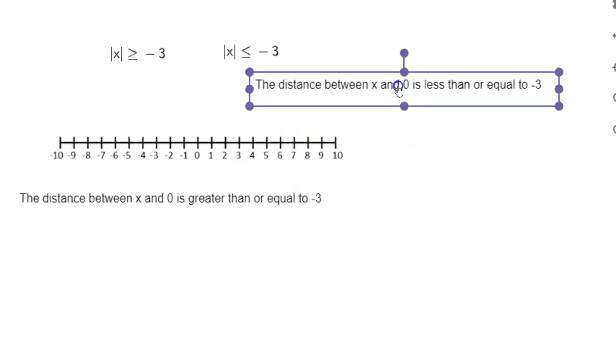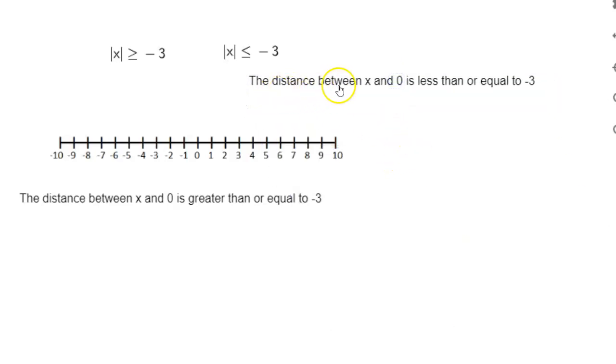And then on the right side, it says the distance between x and 0 is less than or equal to negative 3. Well, the number is less than negative 3. You know, here's negative 3. All of these numbers this way would be less than negative 3. And so they're all negative numbers. Well, distance can't be negative. So in this case, it's no solution. The empty set. And again, over here, it's all real numbers. So all real. So those are kind of the two weird ones.